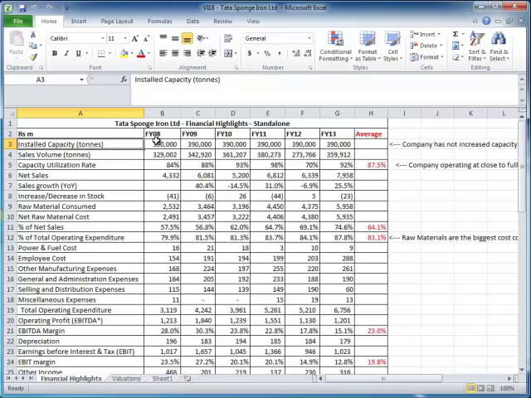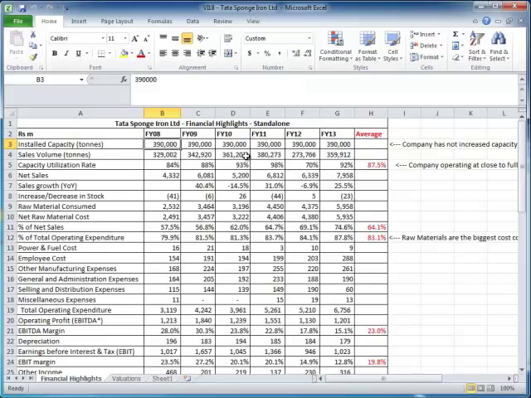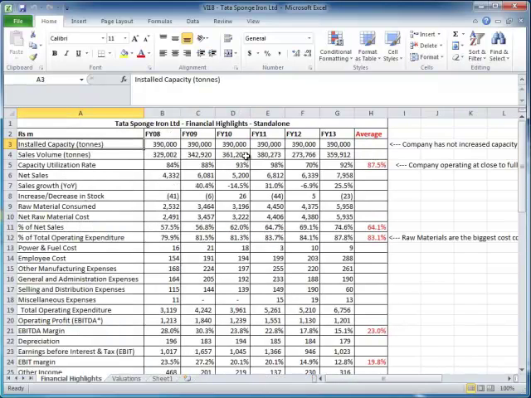So the first line is important. It tells us the installed capacity. So this is tons, and we can see that over the last 6 years, it's been at 390,000 or 3.9 lakhs, constant for the last 6 years. So the company has, as we've highlighted here, not increased capacity since the fiscal year 2006. So this maybe should indicate that increasing capacity in this type of business is not easy to do.